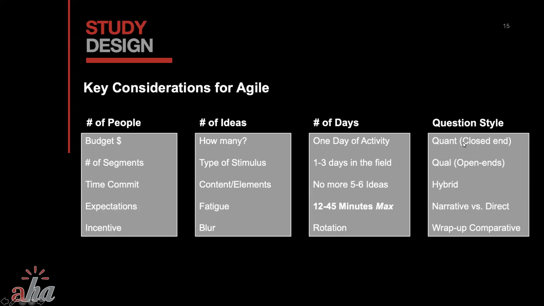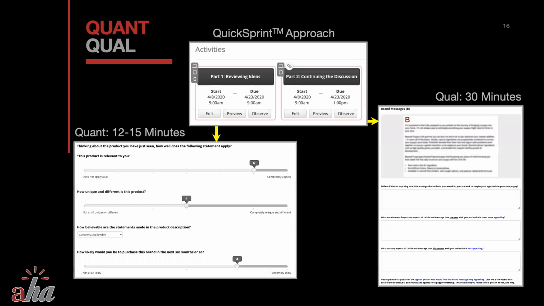And again, you can ask any of the question types that you want, the open ends, the closed ends, the mixed method, hybrid stuff. You can utilize obviously the narrative or direct style again and again. It's always important and nice to do a wrap-up comparative. Okay. So to give you a sense of what a quant qual quick sprint approach looks like.